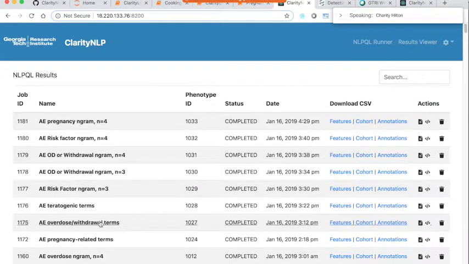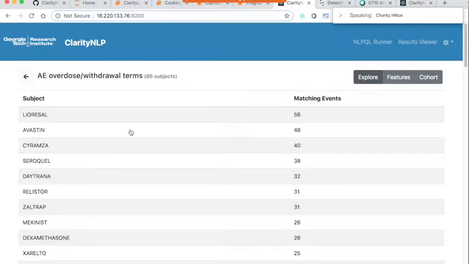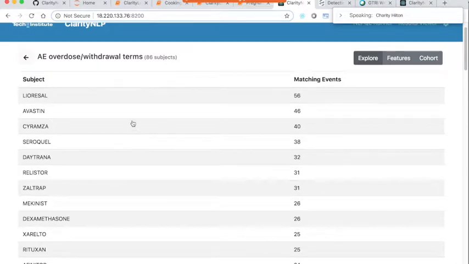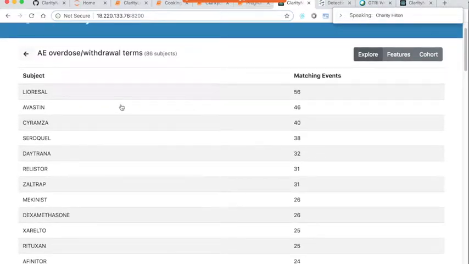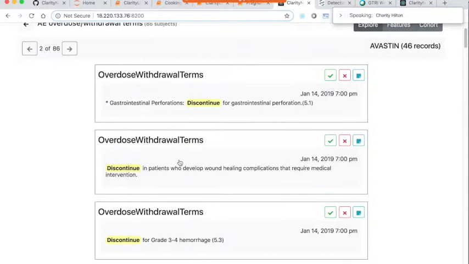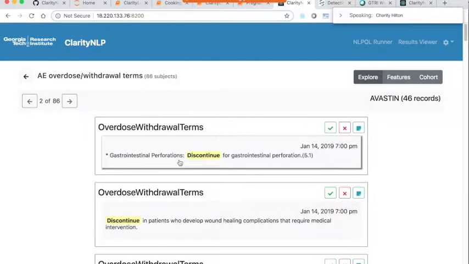So related to overdose and withdrawal terms, these are ones that specifically had a lot of mention, so we can look at the kind of things. So discontinued, this is interesting.